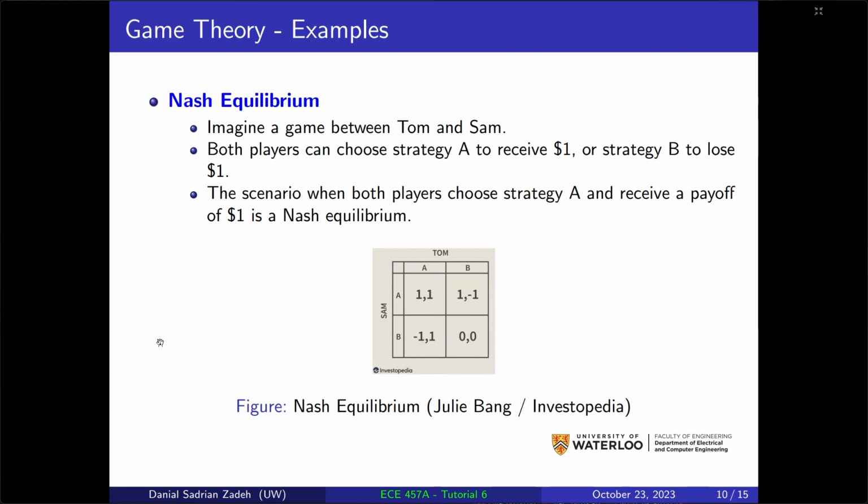Now let's go through the examples. The first example is for Nash equilibrium. Imagine a game between Tom and Sam. Both players can choose strategy A to receive $1 or strategy B to lose $1. The scenario when both players choose strategy A and receive a payoff of $1 is a Nash equilibrium. So this is the strategy table. When both choose A and you receive $1, this one is called a Nash equilibrium.